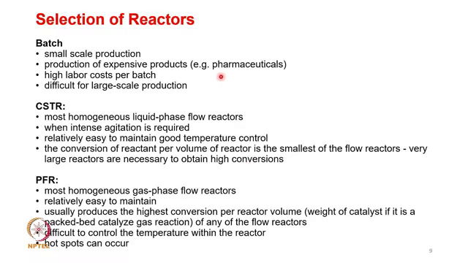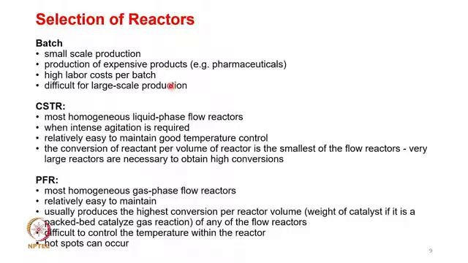So, for selecting the reactor, we have to use certain heuristics or thumb rules. If it is small scale production, batch reactor is favored, because you can charge it and leave it waiting. And of course, production of expensive products. If you want to have tighter control, and you are using a smaller scale production, batch reactors of course are favored, and also when there is high labor cost per batch.